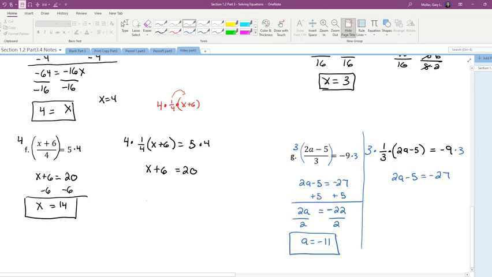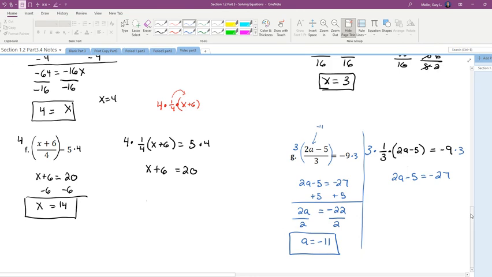Maybe worth checking our work on this one since there's a lot going on. Let's see what happens. I'm going to plug in negative 11. That gives me negative 22 minus 5, which is negative 27. Divided by a positive 3 should be negative 9. And that's what we started with. So that's the correct answer.